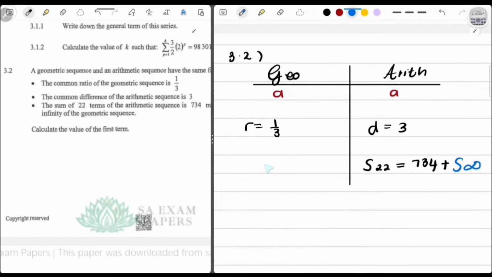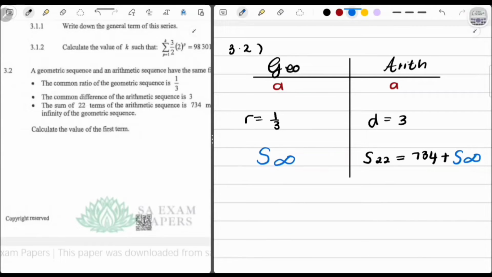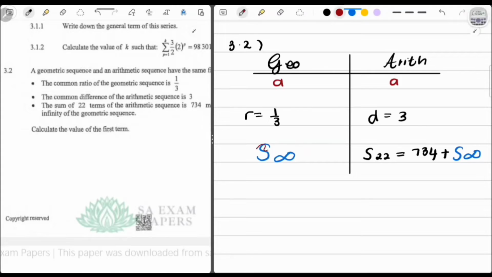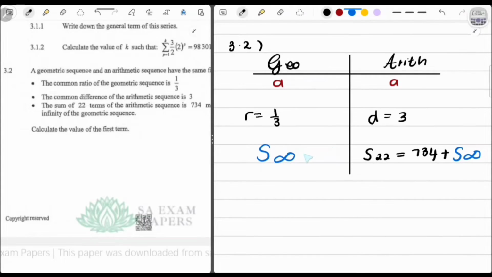So that means here we have a geometric sequence, sum to infinity, right? We're going to find the sum to infinity here, and then they're telling us that the sum of 22 terms is this amount more than the sum to infinity. So something that we can do here is I can just say, okay, fine. Why don't I just let the sum to infinity, and I'll call that x. X is equal to this, right? So let me say sum to infinity is equal to x.